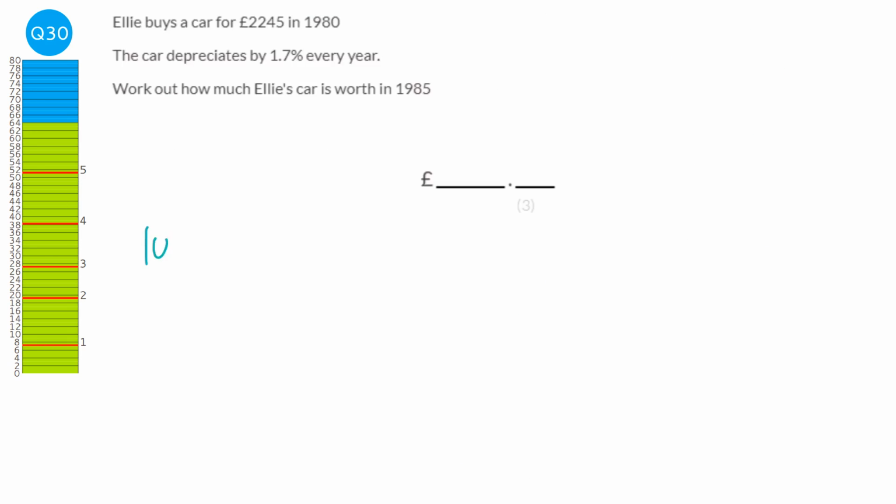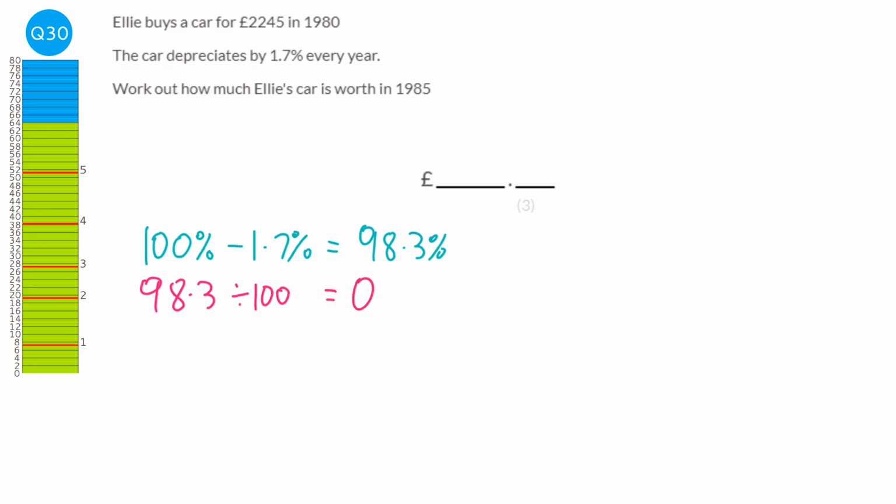So we're going to start off with 100%, and it says that the card depreciates. That means it goes down by 1.7% every year. So we do 100 take away 1.7, which is 98.3, and that's percent. And we want that as a decimal, or as a multiplier we call it. So we just divide it by 100 to make it into a decimal, 0.983. And that's our multiplier.